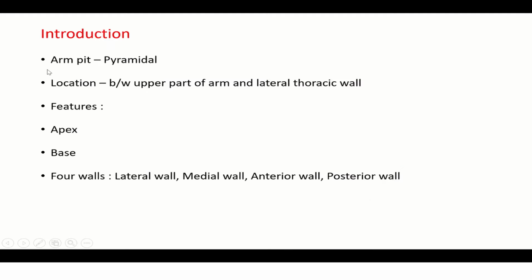So axilla is also called as armpit. It is pyramidal in shape. It is located between the upper part of the arm and the lateral thoracic wall. The following features are the highlights: the axilla has an apex, base, and it has 4 walls, namely the lateral wall, medial wall, anterior wall, and posterior wall.